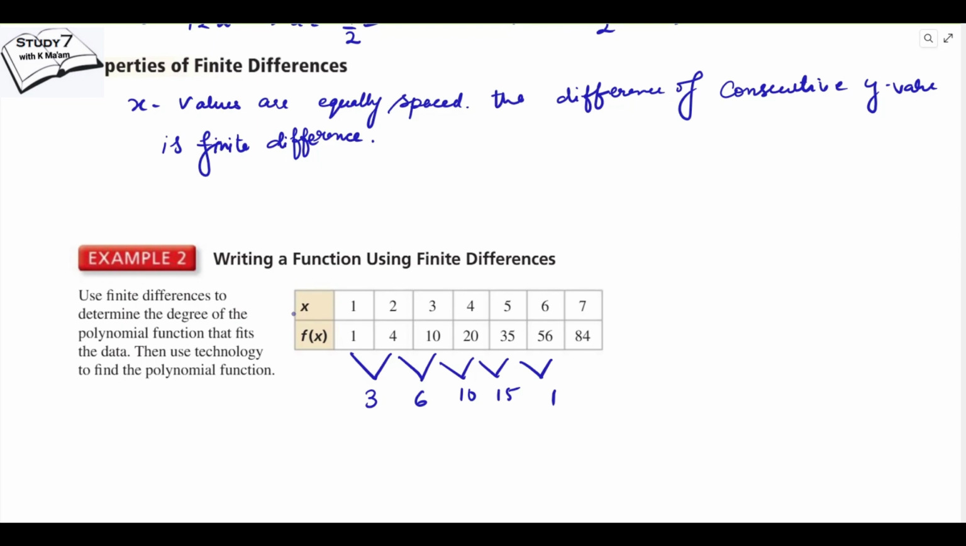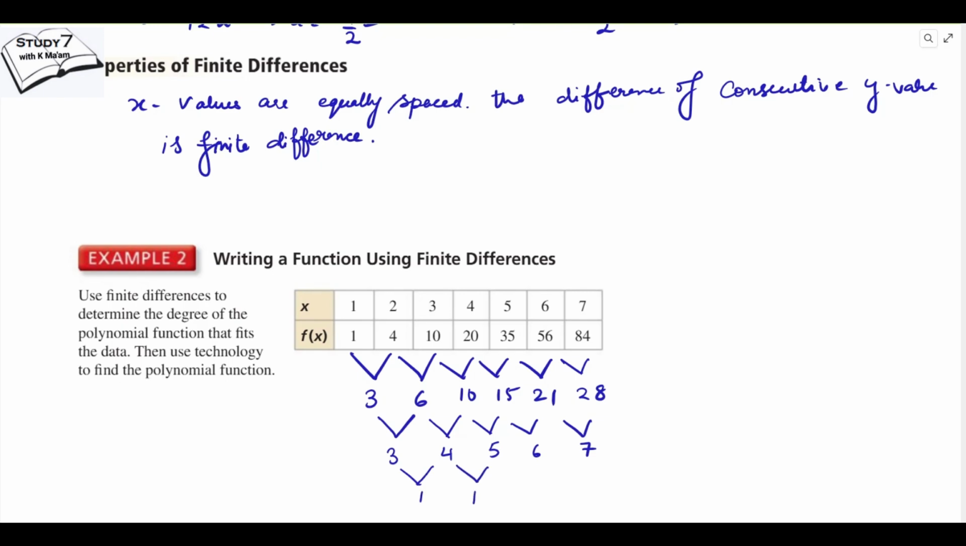If I calculate this, it's 21, and then we get 28. Now the differences are not the same. As they are not the same, again find the difference. 6 minus 3 is 3, and this is 4, 5, 6, 7. It's again not the same. Again find the difference.